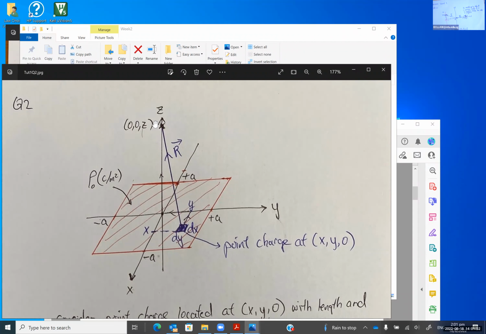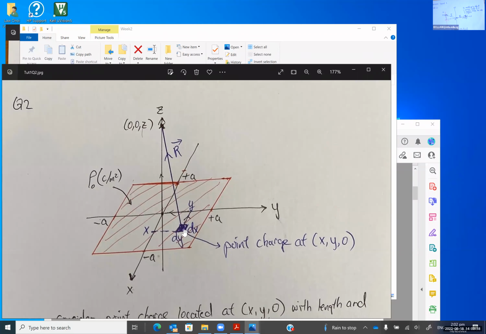Just like in the line chart, first thing we do is generalize it to a point charge first, right? So same thing here, generalize it to a point charge. So that means make the length small enough. In this case, you have x length and y length, right? Which we call dx and dy. So we call it dx length and dy length, small enough that this becomes a point.